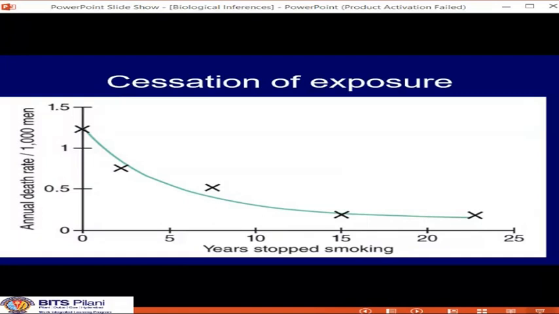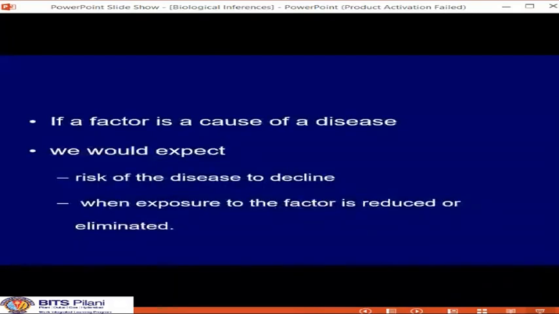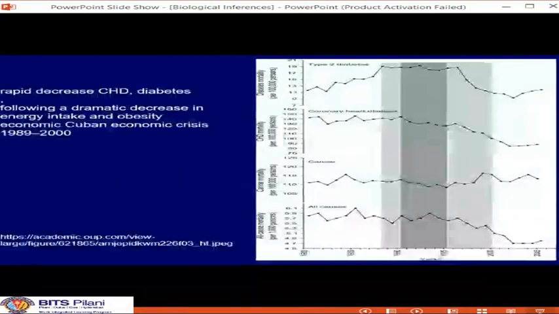So this is another way of trying to look at causality. As I explained, if the factor caused the disease, and you reduce or take away the factor, the disease should disappear or decrease. Let me show some natural experiments. We didn't do an experiment. Things happened and we looked at it.